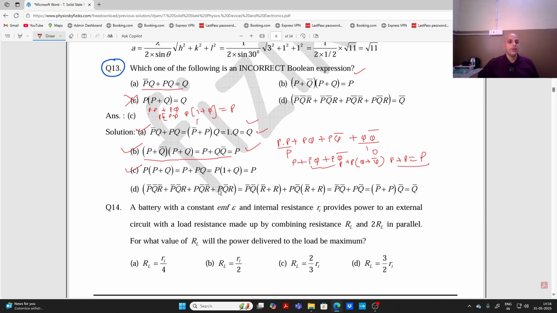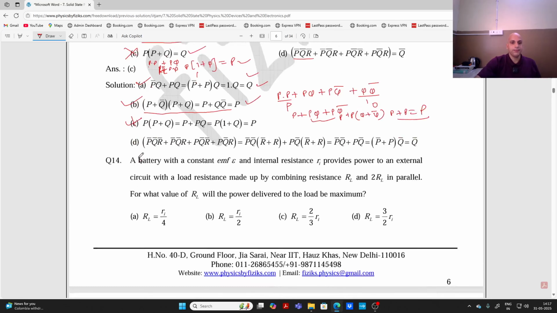You can see here, right? So this is wrong. Once again, I am saying when you multiply P into P plus Q, you will get P into P plus P into Q. P into P, it is P, so you will get P plus PQ. You will take P common, left with P into 1 plus Q. 1 plus Q is 1. So P into 1 is P. So this is the wrong option. There is no need to go further because the correct answer is already detected, right? So C is the correct answer.